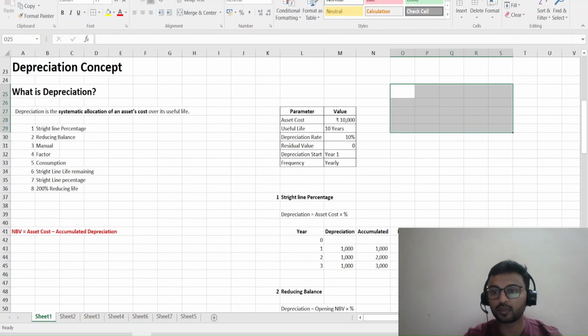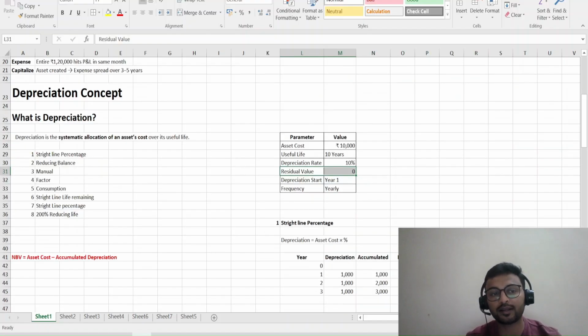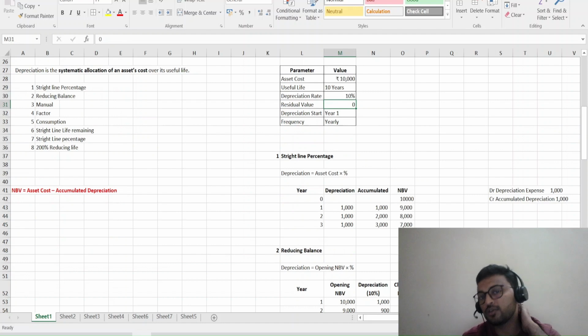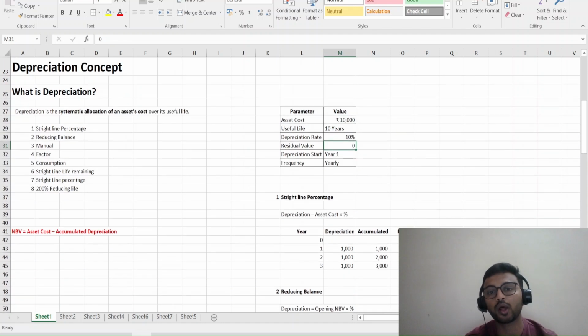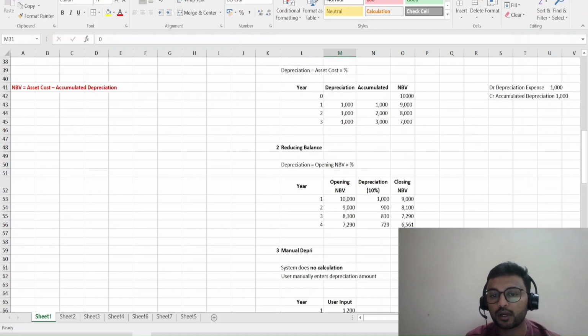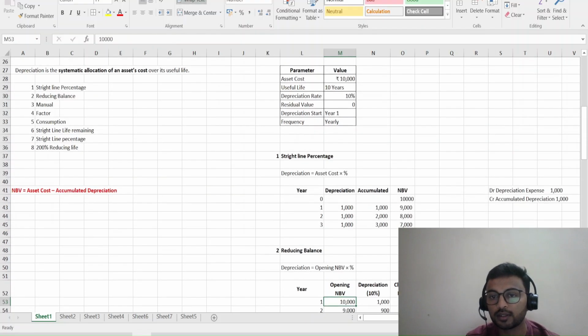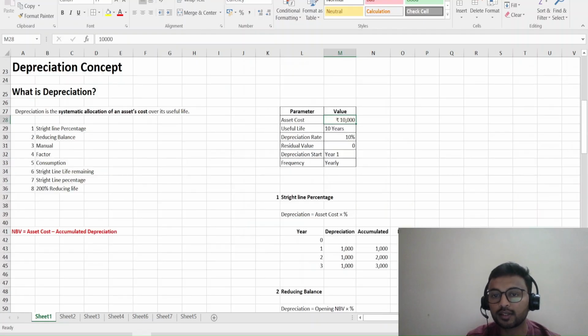Right now in this example I have kept the residual value at 0. We'll take one more example where the residual value is 100 or 1000 after 10 years of useful life, and check how the depreciation will be calculated on this also. So here we are in the reducing balance method. The first year the depreciation will be based on this cost. To make this example very simple, I have not considered the other costs.